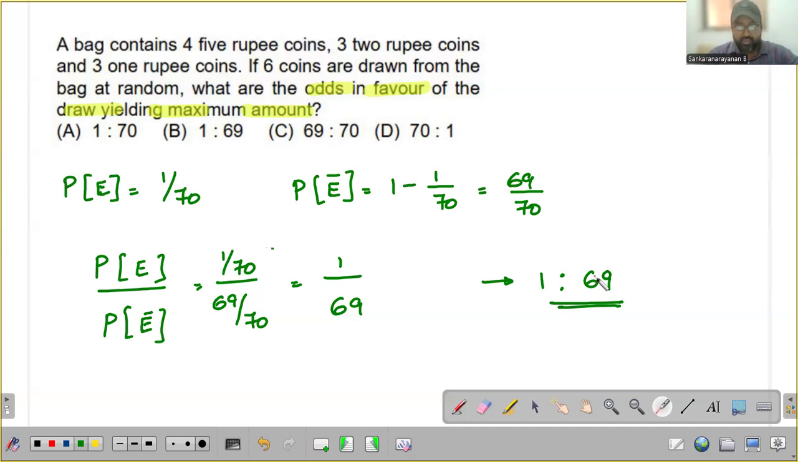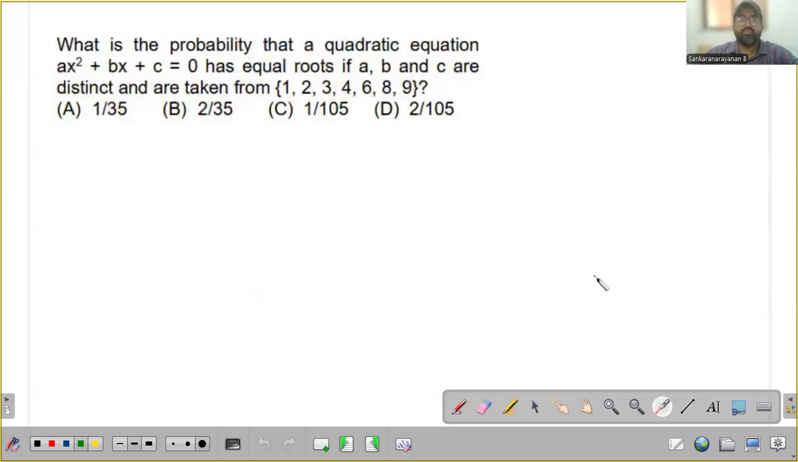Okay, let's now move on to the next question, the sixth one. It's another interesting question. It has got something to do with quadratic equation and also probability and some number related inputs. What is the probability that a quadratic equation ax square plus bx plus c equal to 0 has equal roots if a, b, and c are distinct? This is very important. A, B, C, they all are distinct and they are taken from the set 1, 2, 3, 4, 6, 8, 9.